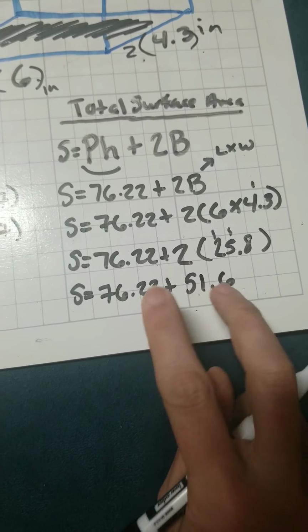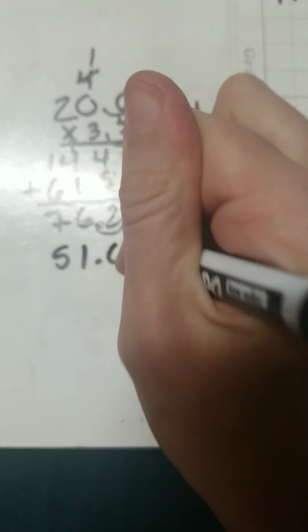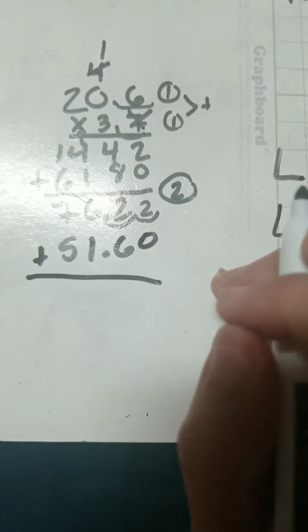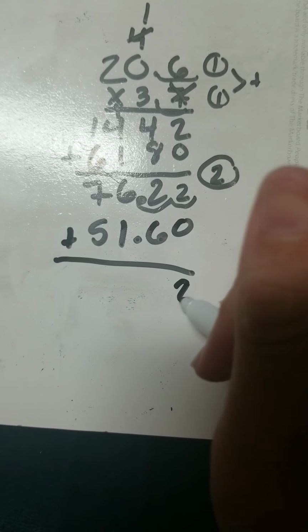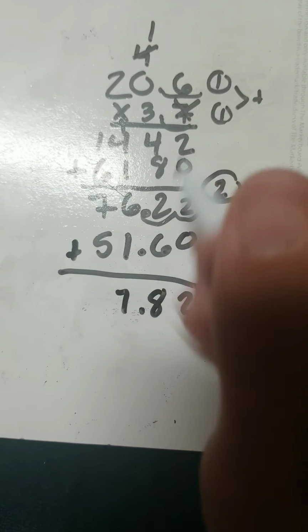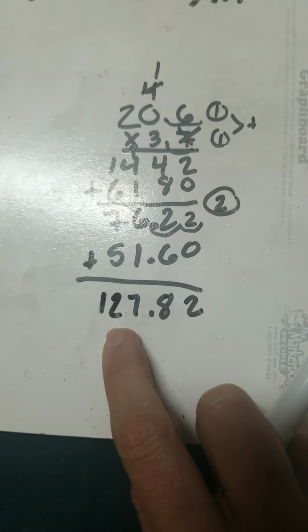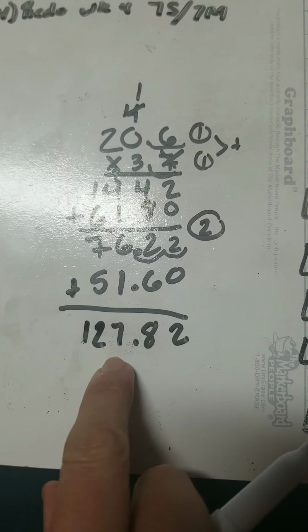Remember, when you add decimals, you have to line up your decimals. So I'm going to use the same number over here. I'm going to do 51.6. And you see how there's an empty spot right here? I'm going to put a 0 there for a placeholder just to keep things lined up. 2 plus 0 is 2. 2 plus 6 is 8. 6 plus 1 is 7. 7 plus 5 is 12. So the surface area of this rectangular prism is 127.82 inches squared.